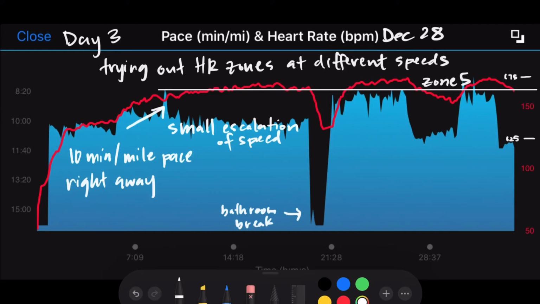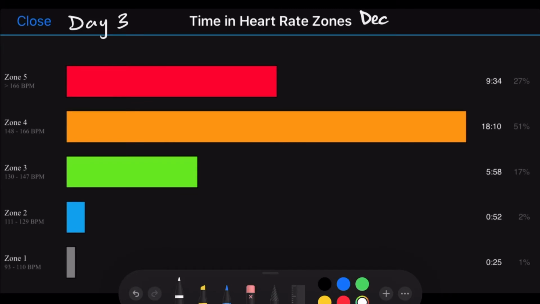I tried out an 8.5 minute pace and tried slowing down to see if that would appreciably help my heart rate before ending the run as fast as I could. On this date, I spent too much time in zone 5. I was burnt out at the end, and with 27% of the time spent in zone 5, this was probably the hardest workout that I had in a few days.